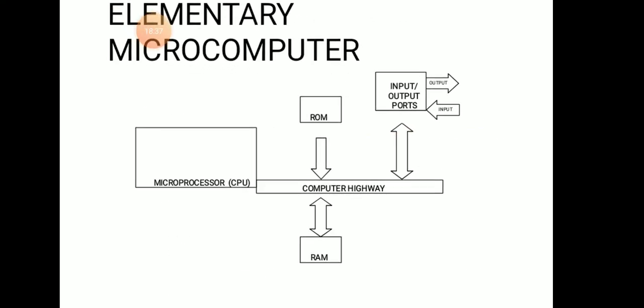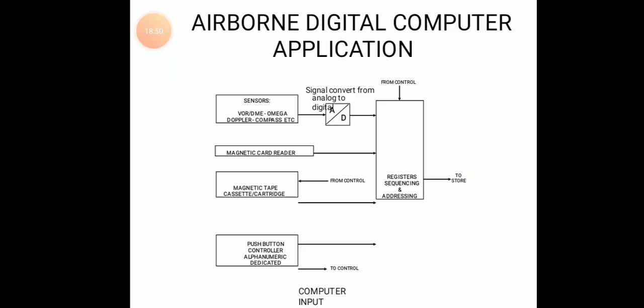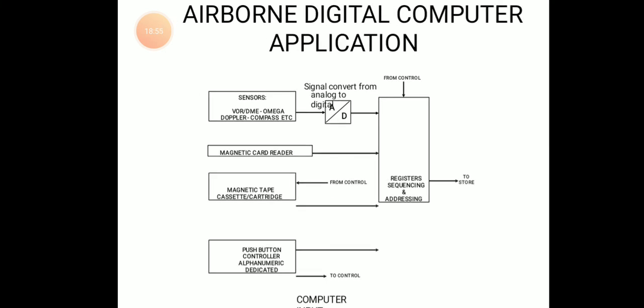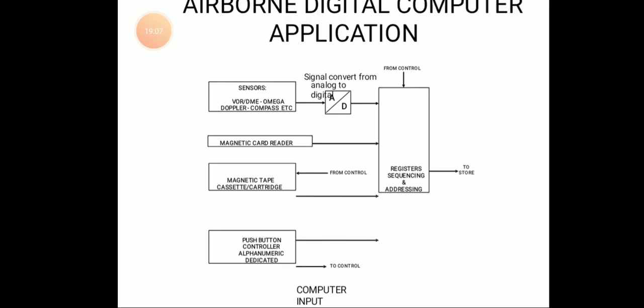Elements of a microcomputer: microprocessor, RAM, ROM, input and output ports. This is a simple diagrammatic representation of a microcomputer. Next, airborne digital computer applications: sensors, magnetic card reader, push button controller, alphanumeric display. This is a simple diagrammatic representation of an airborne digital computer application. It is not required, but you should know what exactly the airborne digital computer applications are.